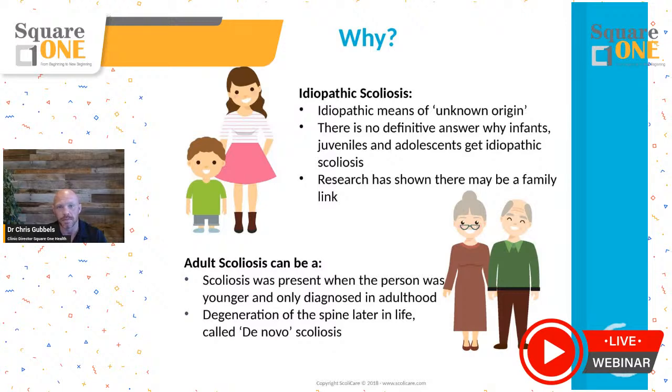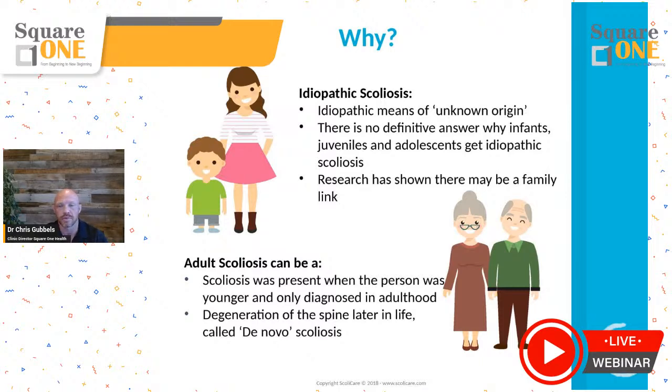There are many other forms of scoliosis, such as a neurological scoliosis or a syndromic scoliosis, which is scoliosis that's secondary to some other syndrome like Marfan syndrome. We'll talk about those in a different presentation. But like I said, there is research that shows that there is a genetic component or link with scoliosis.